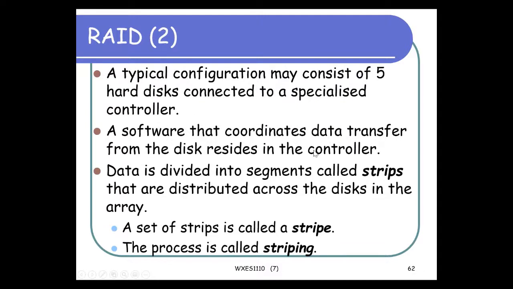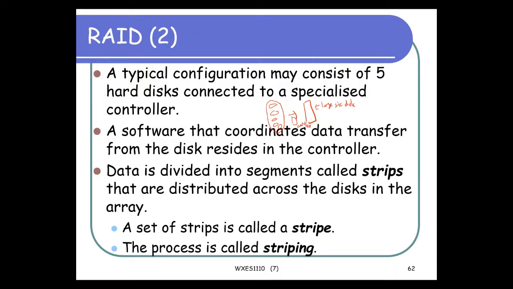Okay. A typical configuration may consist of 5 hard disks connected to a specialized controller. We have 5 hard disks, 1, 2, 3, 4, 5, but the system will see one big hard disk. So RAID, if you do it in this manner, is a much more economical, more efficient way rather than to have one large size disk. So this is where the RAID idea comes from. Software that coordinates data transfer resides in a controller. So you have a controller here.